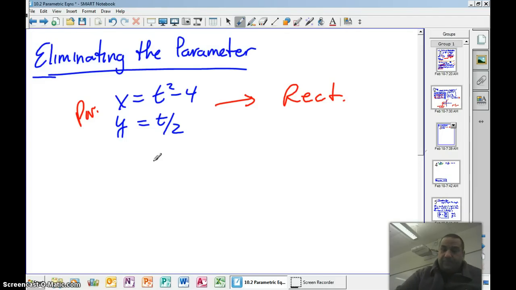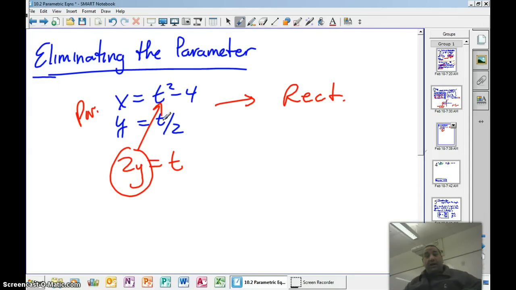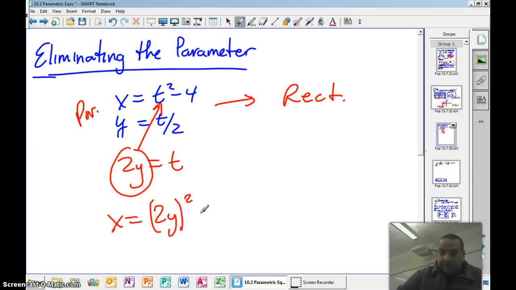To do that, we've got to get t equals something. So I'm going to choose the second one and say t equals 2y. And now I'm just going to take 2y and plug it in there and solve for y. So you choose one equation, you get t equals, plug it in the other one, and solve for y. So it's going to be x equals (2y) quantity squared, minus 4, which means that x equals 4y squared minus 4.